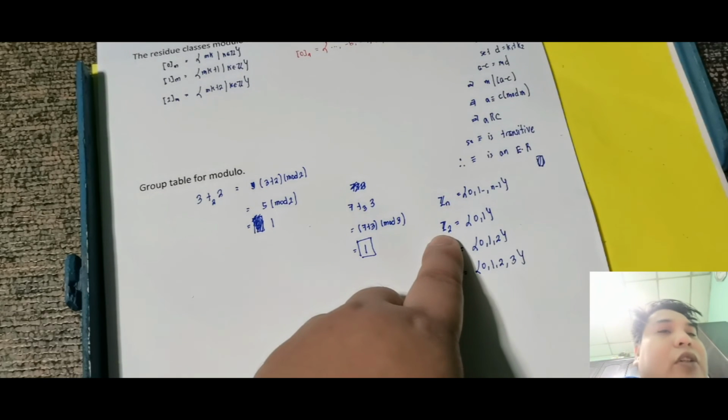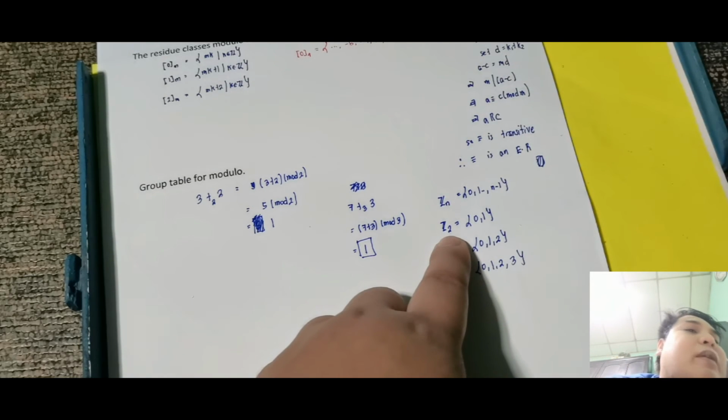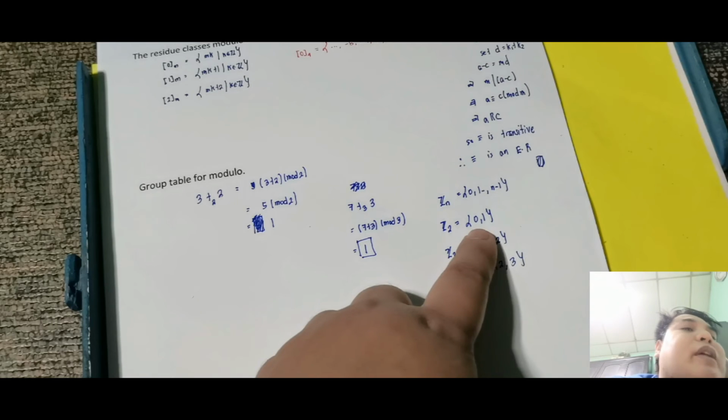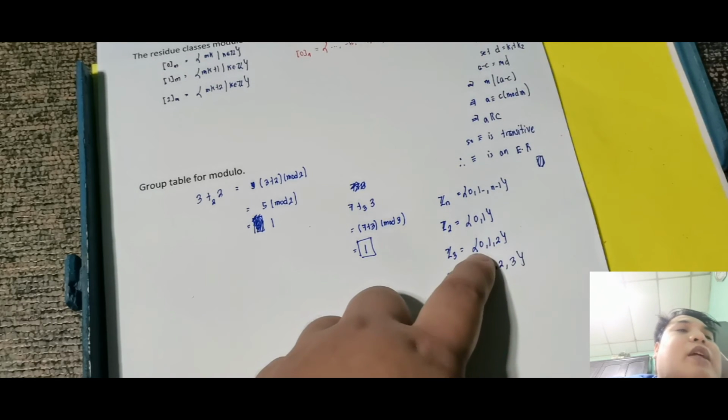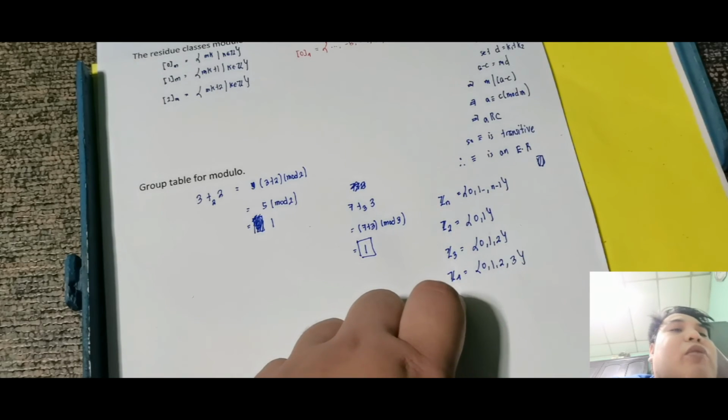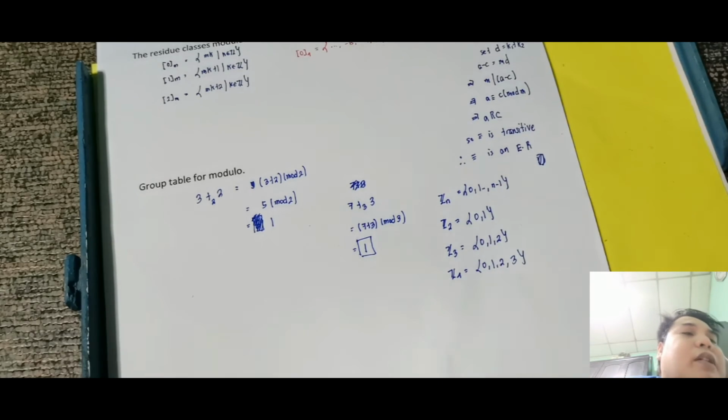Kunyari, pag nag-divide ako ng dalawang integer, upon dividing by 2, so modulo 2, yung mga possible remainder niya is 0 and 1 lang. Pag divide ako by 3, ang mga possible remainder lang is 0, 1, 2. Pag divide ako by 4, 0, 1, 2, 3. Yun yung mga possible remainder.